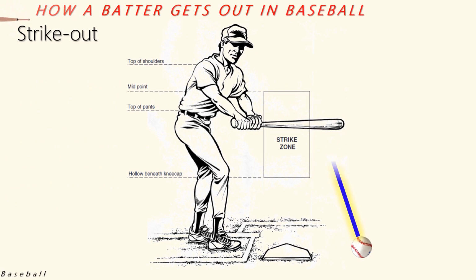Strikeout. If the pitcher throws the ball in the strike zone and the batter misses the ball, then it is called a strike, which is given to the batter. If the batter gets 3 strikes, not necessarily on 3 consecutive pitches, the hitter is struck out.